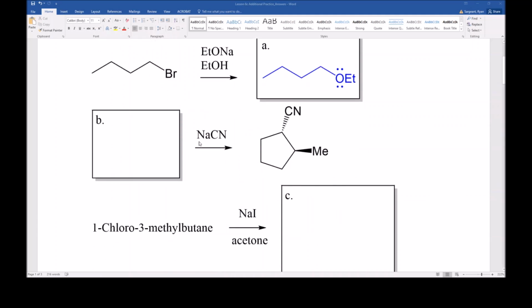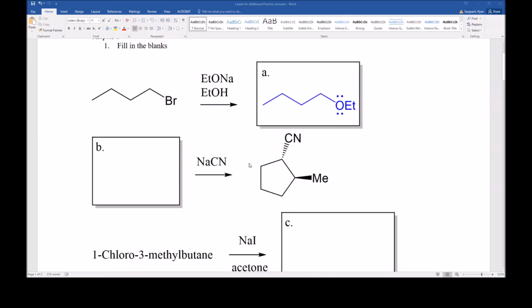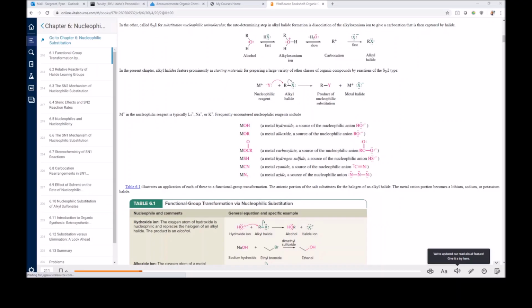The next question illustrates some different concepts. One of those concepts is stereochemistry. So instead of giving us the starting material, it gives us the reagent and the product. And cyanide is one of those strong nucleophiles that you need to recognize. And all of those nucleophiles are listed in question 6.1. So let's take a minute and find that question and talk about it.